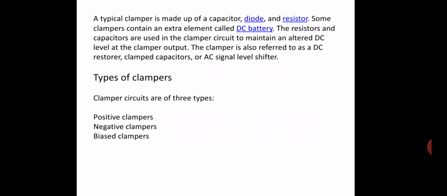Some clamper circuits contain an extra element like a DC battery, and then it is called a biased clamper. The resistor and capacitor are used in the clamper circuit to maintain an altered DC level at the clamper output. The clamper is also referred to as a DC restorer, clamped capacitor or AC signal level shifter.